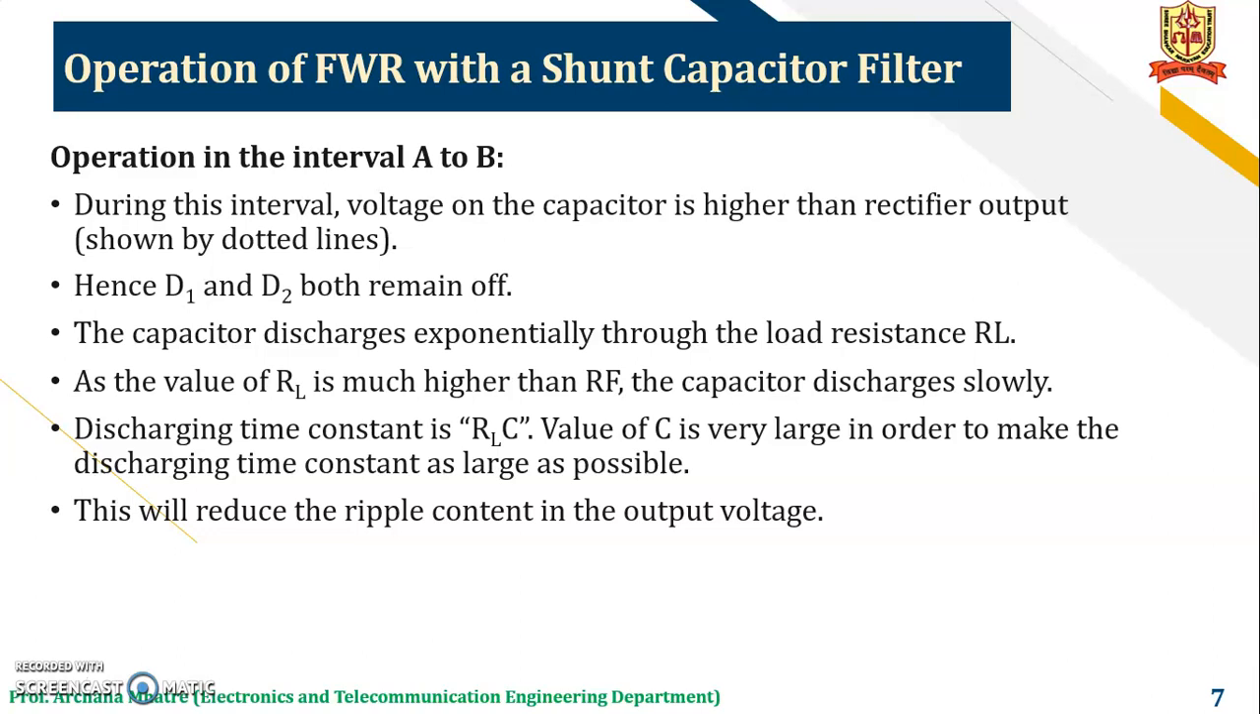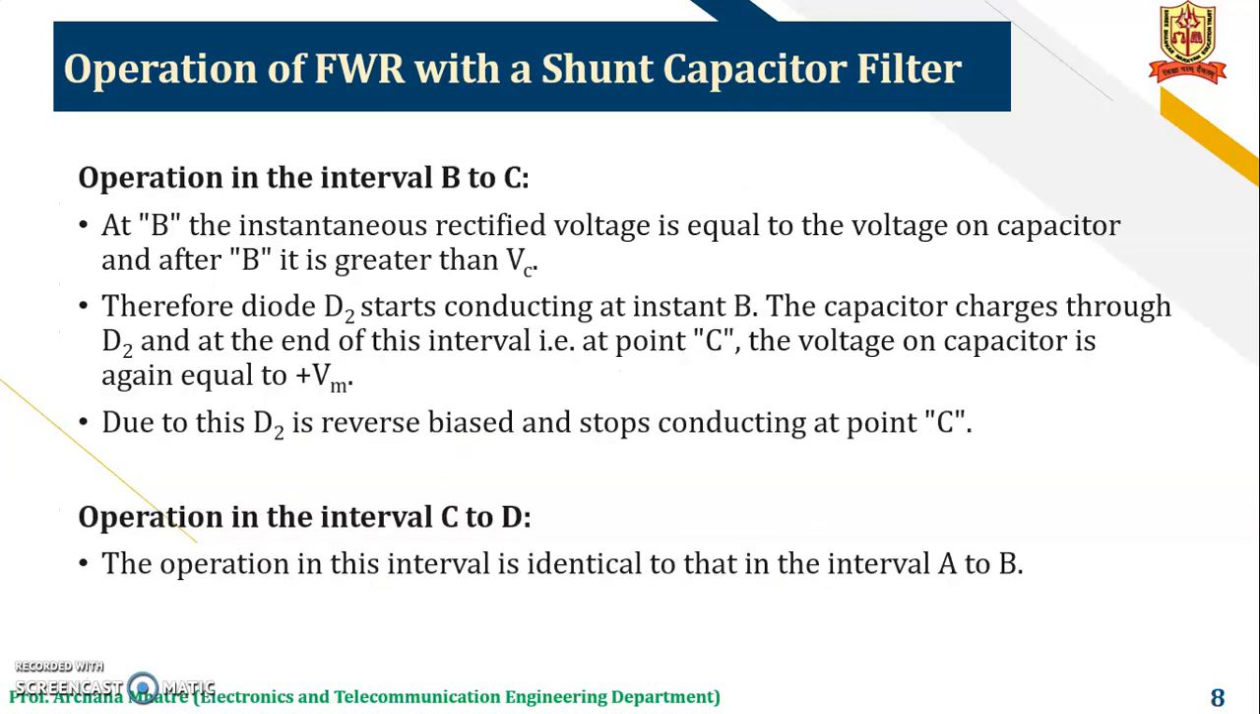The capacitor discharges exponentially through the load resistance RL. As the value of RL is much higher than RF, the capacitor discharges slowly. Discharging time constant is RLC. The value of C is very large in order to make the discharging time constant as large as possible. This will reduce the ripple content in the output voltage.